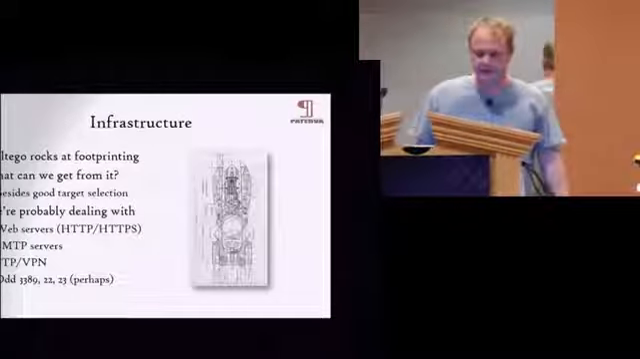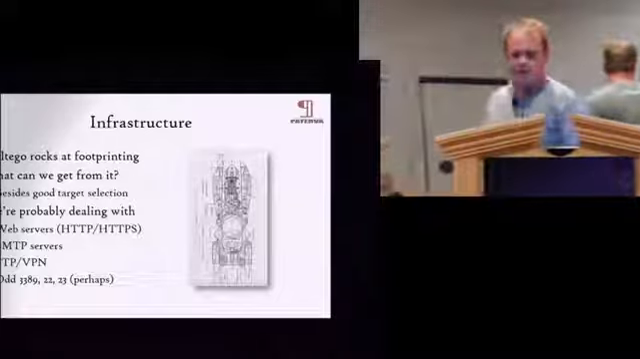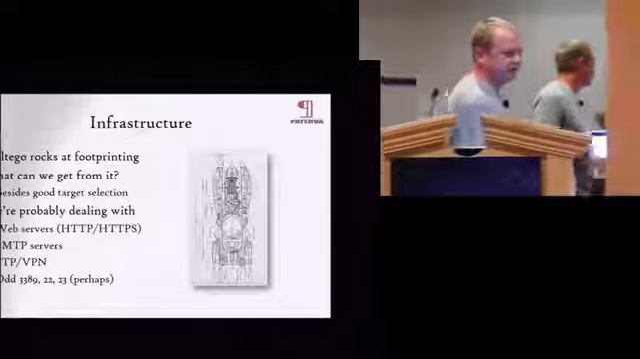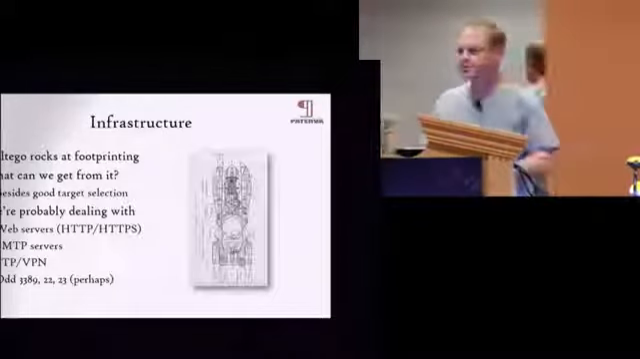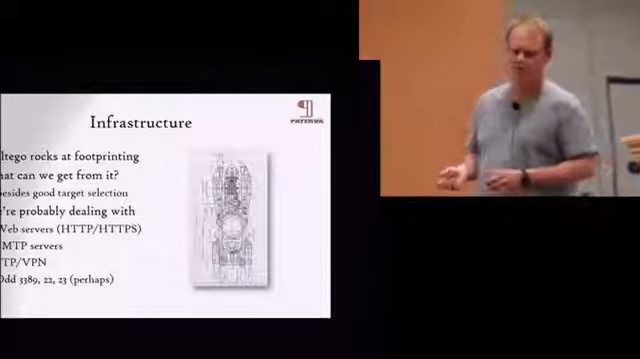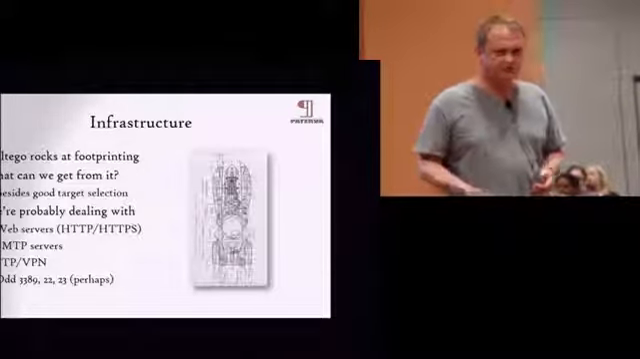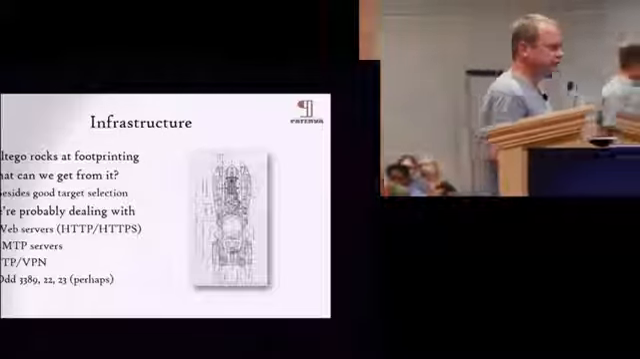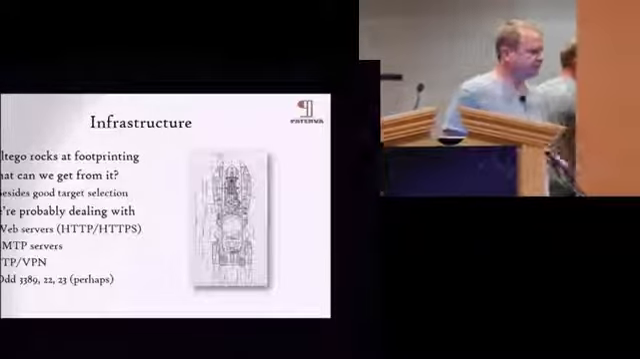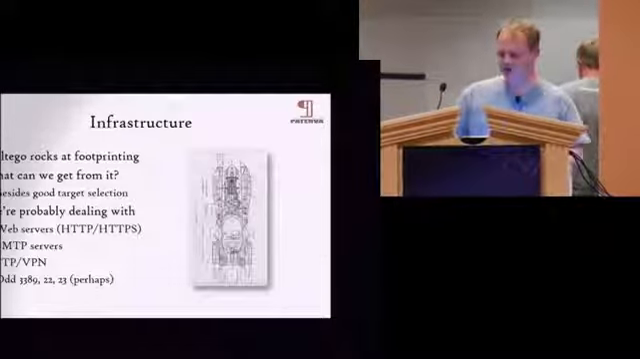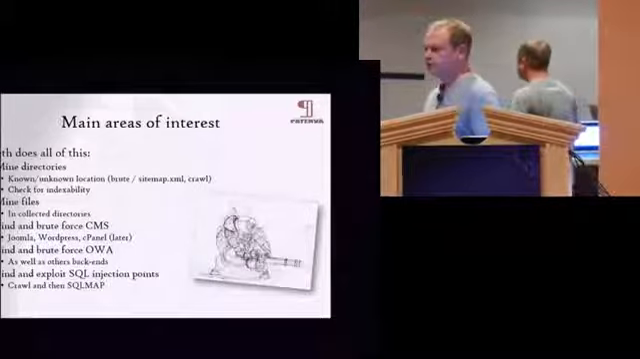So we know that Maltego rocks at footprinting, and what can we get from a footprint? If you're external, you're in a multinational, and you're looking from the outside, black box perspective, you're probably going to hit web servers. Lots of web servers. You might get some SMTP servers. Maybe if you're lucky, FTP, VPN, that kind of thing. 3389, maybe 24.